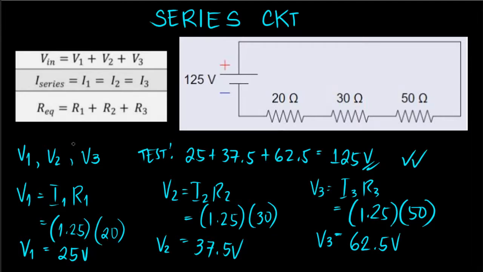Okay? So, now you know your voltage drops. You also know all the currents along each of the components. Of course, our resistors are given. And you also know the total resistance. Okay. That is our series circuit.